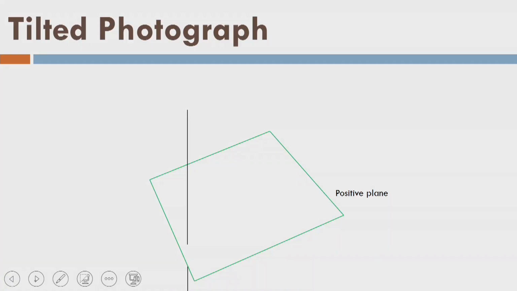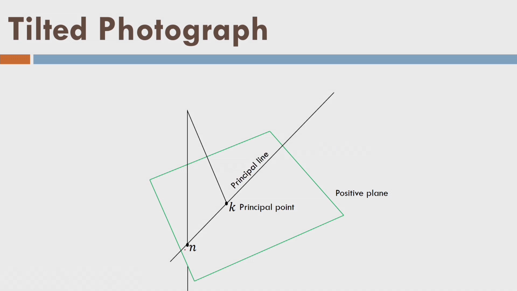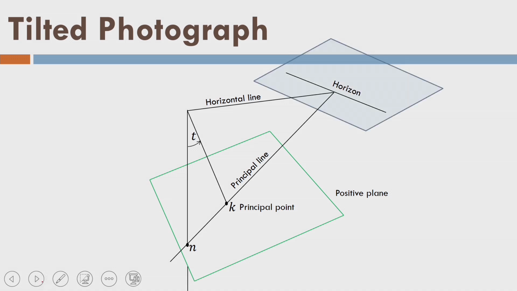So let us see there is a positive image plane. This is the point N, which is the nadir point on the image. This is the optical axis and it is creating the principal point K. The line which joins small n to K is called the principal line. This angle is the tilt, and if I draw a horizontal line in a horizontal plane like this, then you can understand that this angle is tilt, T, this T and this T.